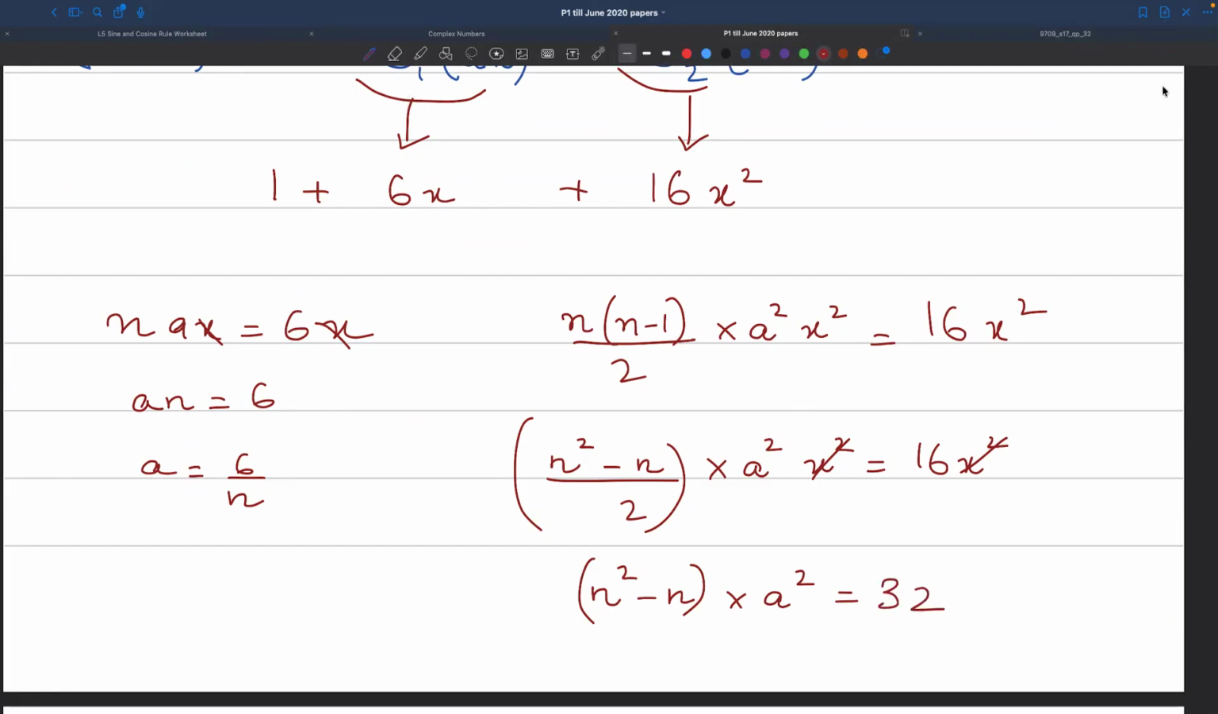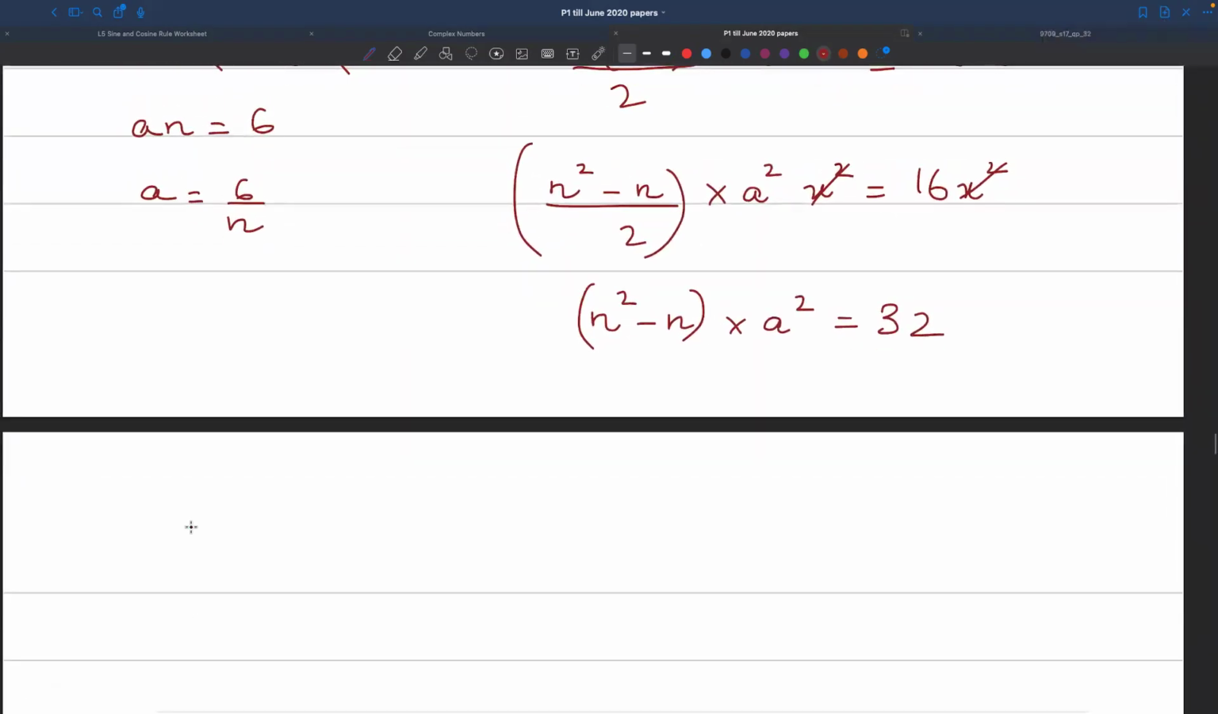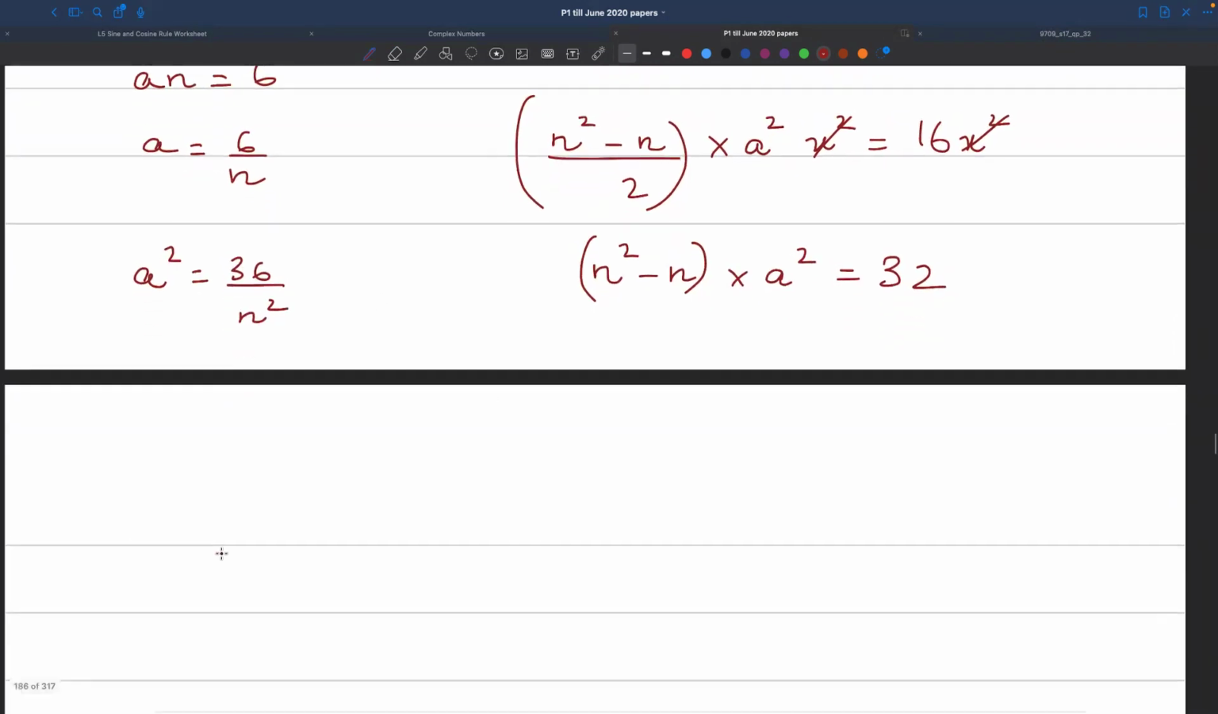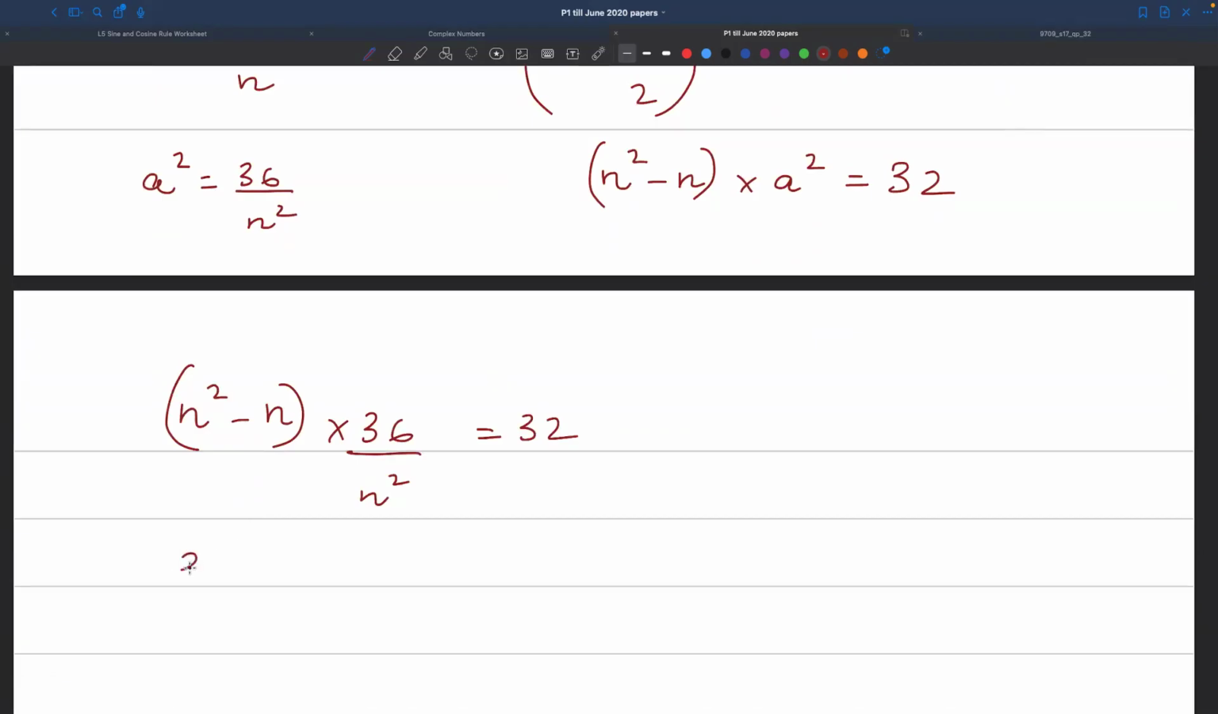Okay. In place of a², I can write, so a² will be 36 upon n², right? So in place of a², I will write (n² minus n) multiplied by 36 upon n² is equal to 32. Okay? Bracket open. I will get 36n² minus 36n is equal to 32n². Bring this over here and subtract, so 4n² minus 36n is equal to 0.